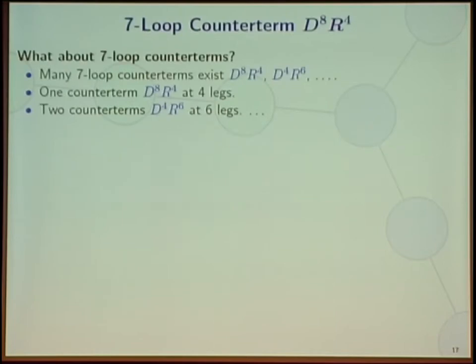But what about 7 loops now? Okay, so at 7 loops, there exist many counterterms. There's first of all the D8 R4, but also D4 R6 has the same dimension counting. In fact, there's 1 counterterm of this type at 4 legs. One can find 2 counterterms at 6 legs, and so on.